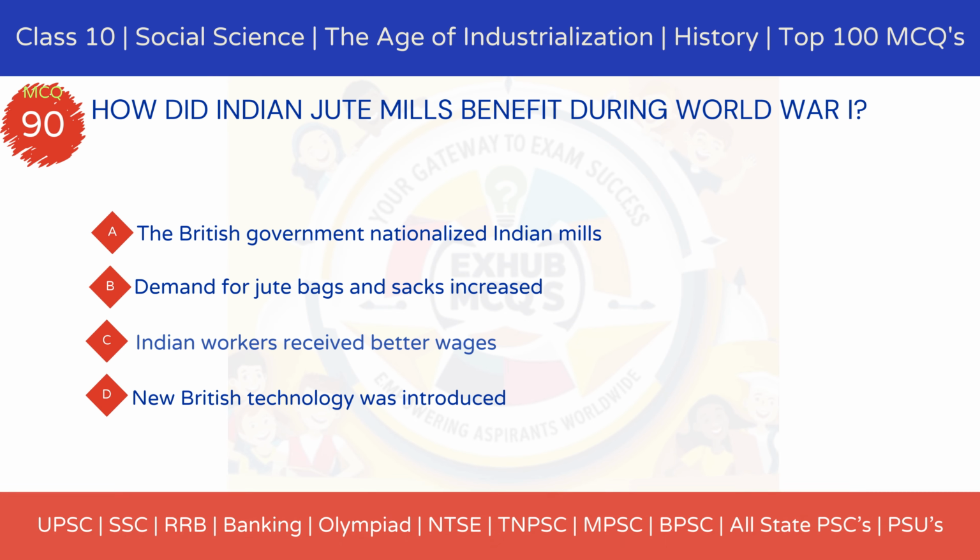90. How did Indian jute mills benefit during World War I? Option A. The British government nationalized Indian mills. Option B. Demand for jute bags and sacks increased. Option C. Indian workers received better wages. Option D. New British technology was introduced.